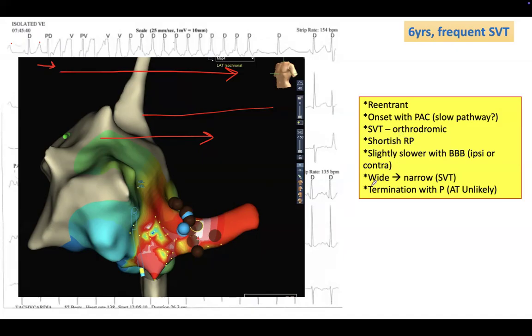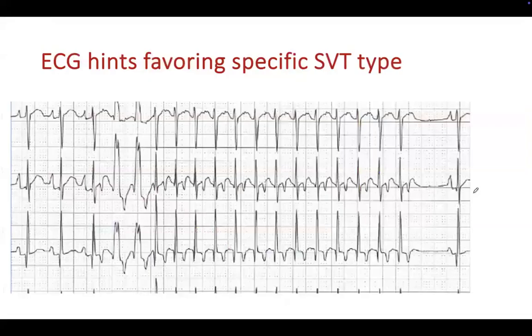So when you get a tachycardia that's wide and goes down to narrow, this is SVT. VT doesn't narrow down, of course. Okay. And then termination here, if you see it terminates with the P wave, this is against atrial tachycardia. So that's an example of an SVT that's re-entry, not atrial tachycardia. And then when he went to the cath lab, indeed, he had an accessory pathway SVT.